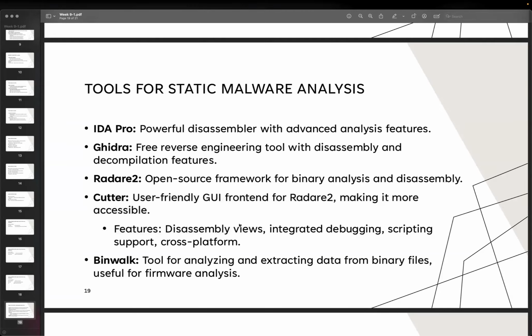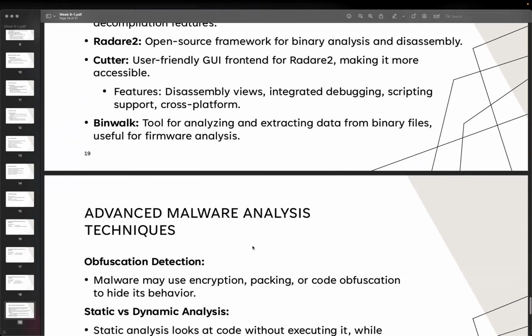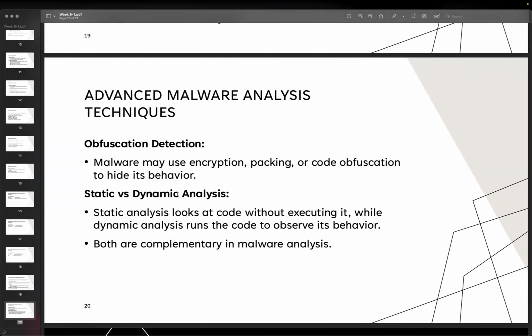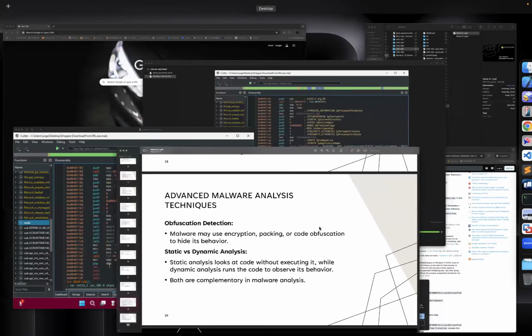We can use it with a useful disassembly for a slightly advanced level, integrating the debugging, scripting support, all this. But when we're doing the advanced analysis, we need obfuscation detection. So we need to look at maybe some encryption, packing, some code obfuscation to hide the behavior we need to check. And later when we move on from static to dynamic, this time we don't have to really execute, but you look at the dynamic. But this time for advanced, we will check when we execute this file, how it changes in the memory. Okay, how does it really perform?